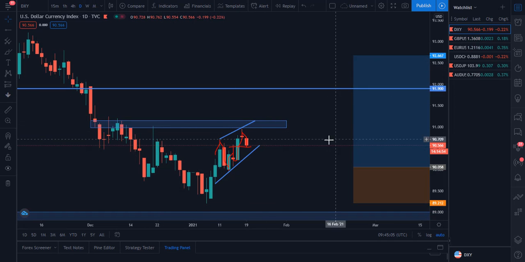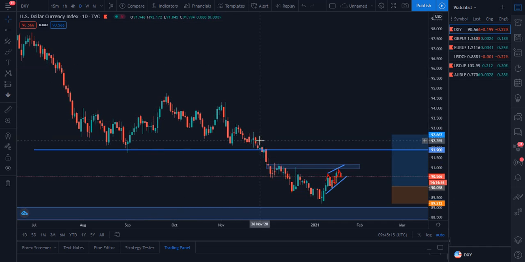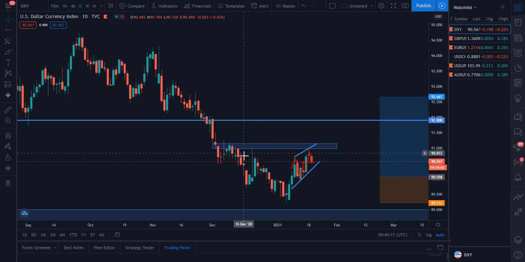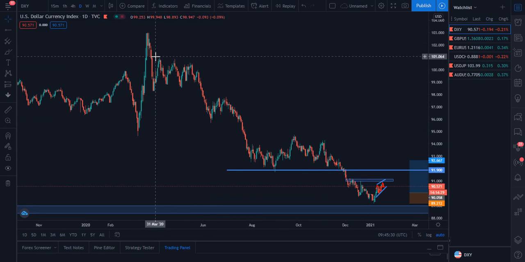Now let's go to the daily. The daily is in the channel, but you'll be able to see it in the lower time frames. As you can see, this is the downtrend, higher lows, lower lows. From here, actually it goes way back.